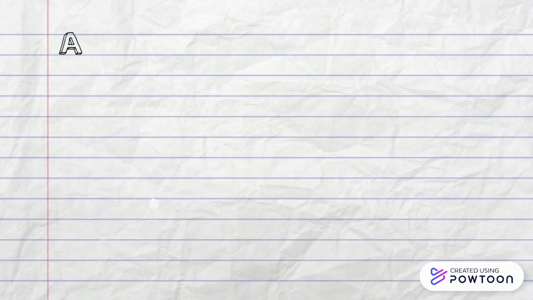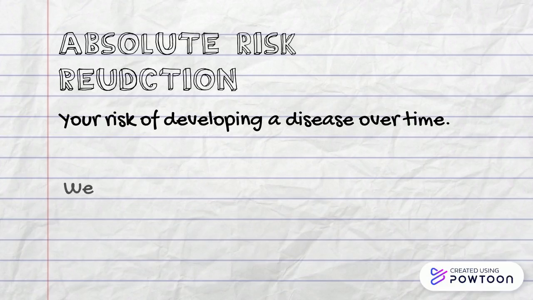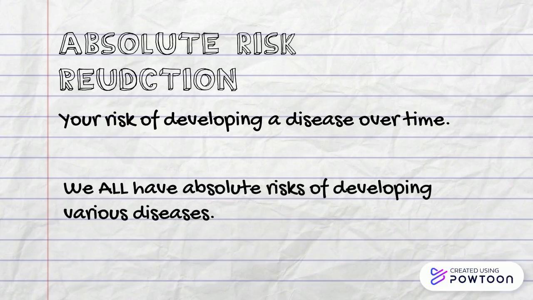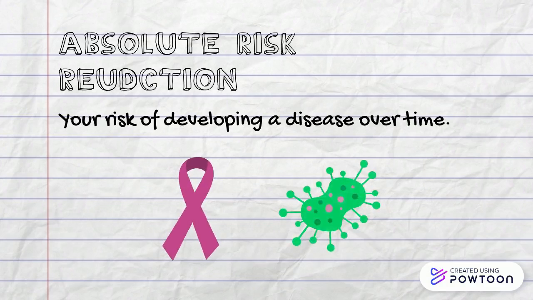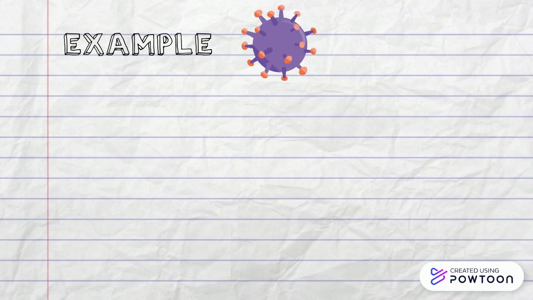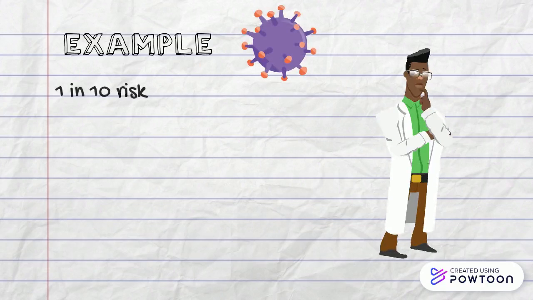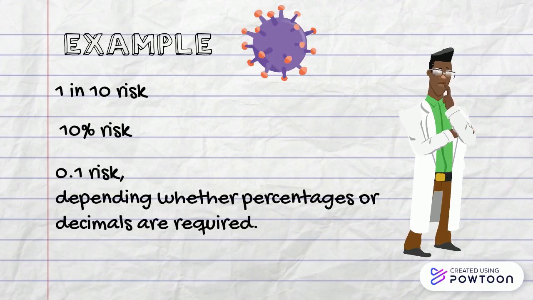Now, let's start with absolute risk reduction. This is your risk of developing a certain disease over time. We all have absolute risks of developing various diseases, such as cancer or bacterial viruses. For example, we can read absolute risk as a 1 in 10 risk, a 10% risk, or a 0.1 risk, depending whether percentages or decimals are required.